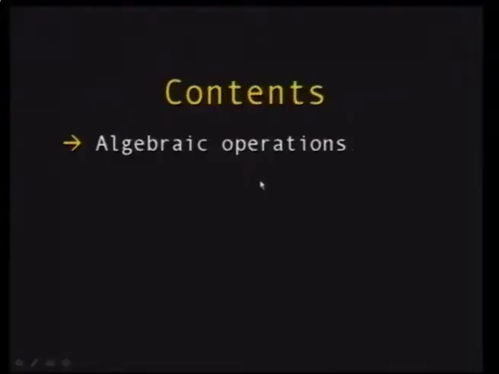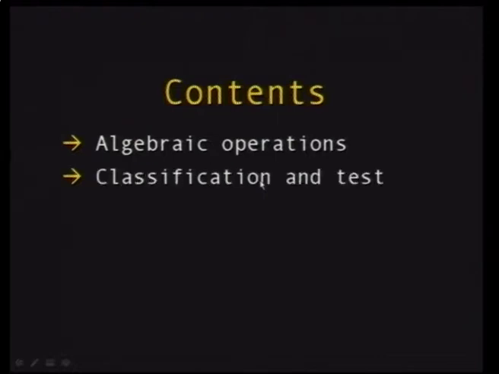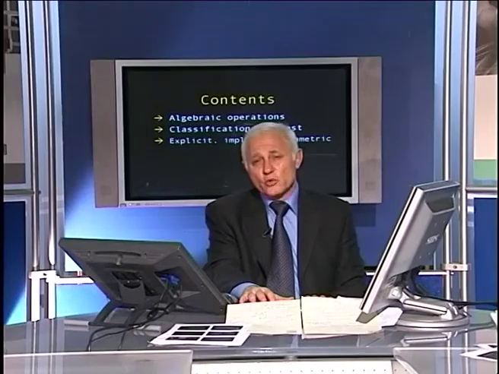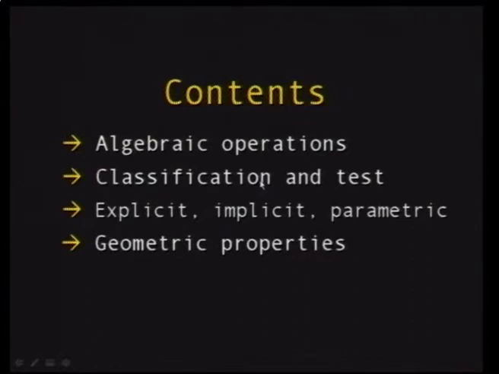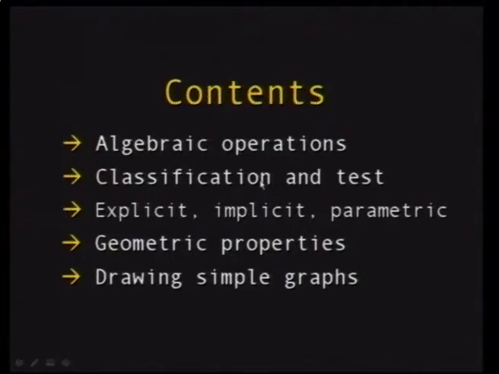Now, in this lesson, we shall speak about the algebraic operations on functions, and then the classifications and the tests to know what kind of functions we have. And then we shall speak about various subdivisions of the way we write functions, like explicit, implicit, or parametric, etc. And then we list some geometric properties of functions, and again, at the end, we draw some simple graphs of functions.